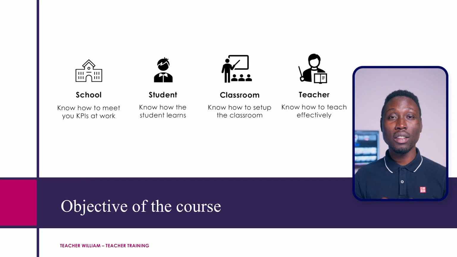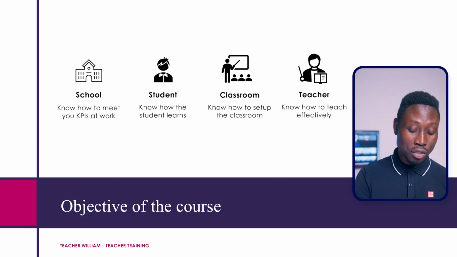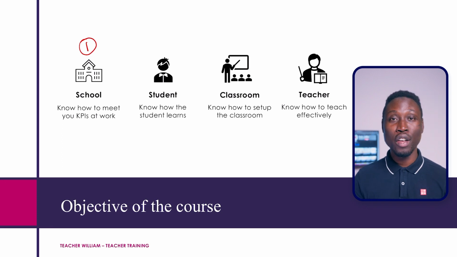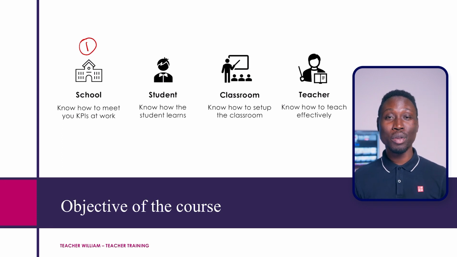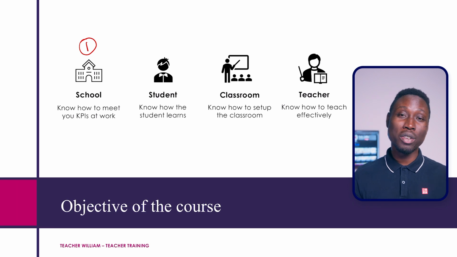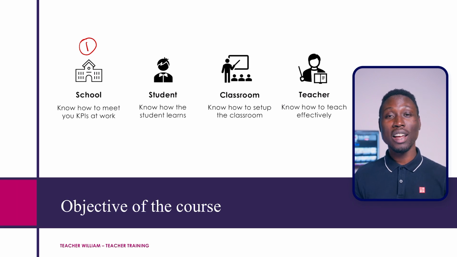Now, let's talk specifically about the objectives of this course, which are the things we are going to cover in this course. The first thing we are going to cover is your school. That's number one, because there are KPIs you need to meet. There are key performance indicators that you need to meet as an ESL teacher. Your job is very important. That's what you are employed for. Without it, you wouldn't have the opportunity to teach the kids. So we're going to talk about some of the things that are essential to your school.